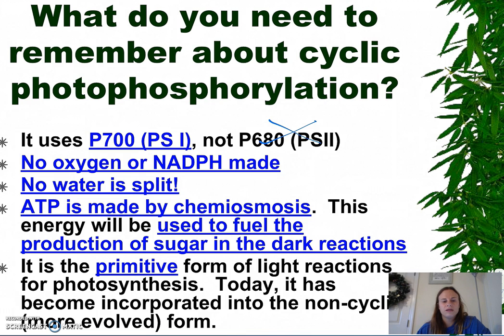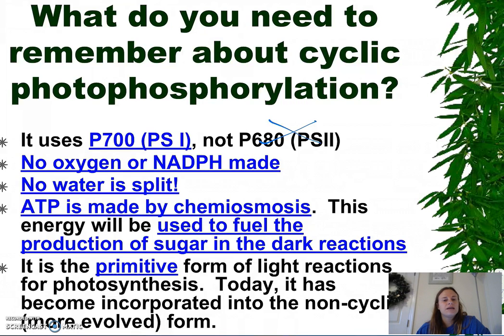No water is split. The water splitting provides the electron needed to replace the electron that leaves the chlorophyll when it's excited. But in cyclic photophosphorylation, that electron returns back to the photosystem, so it doesn't need to be replaced by an electron from the splitting of water.